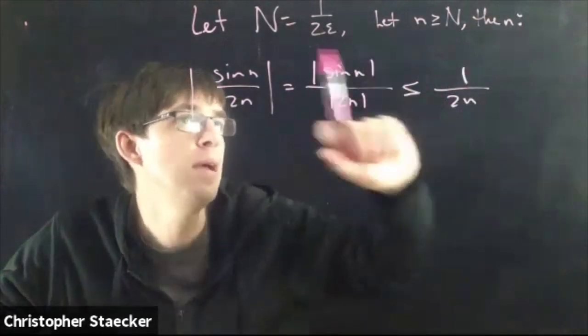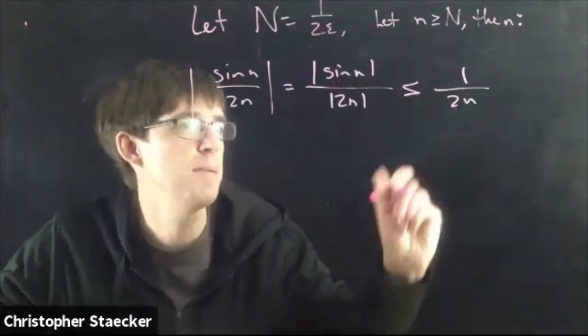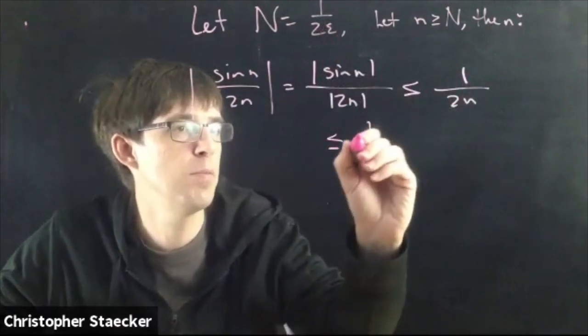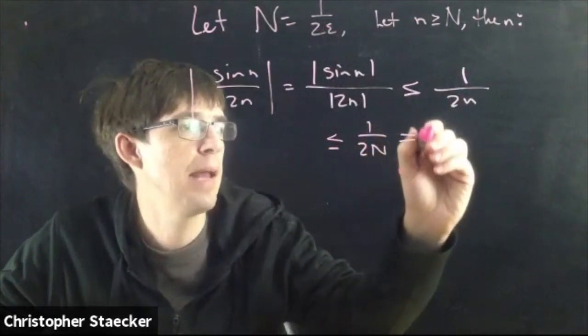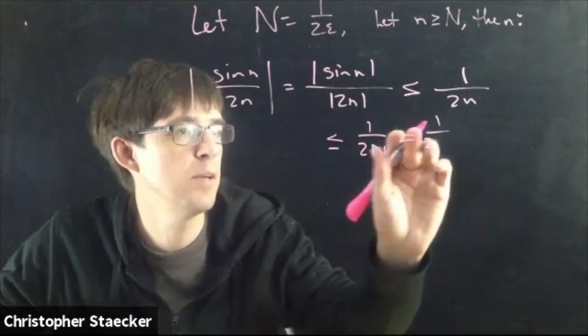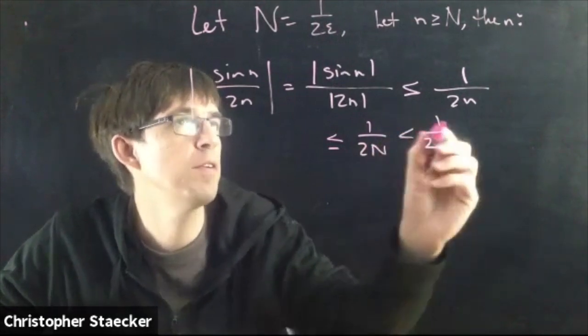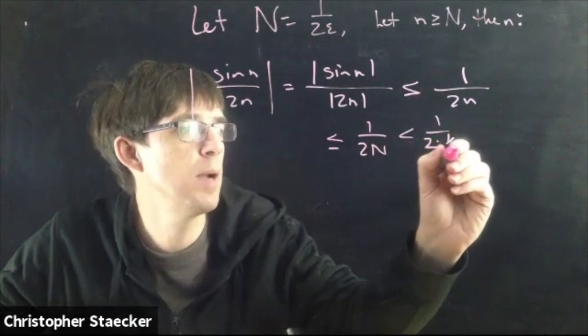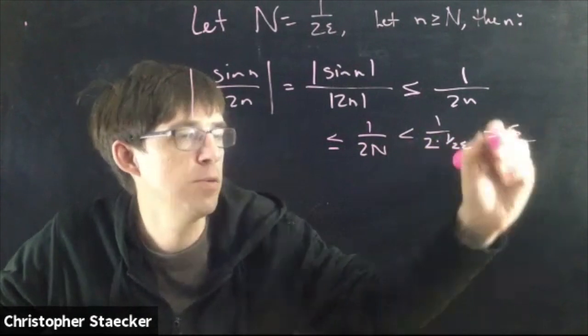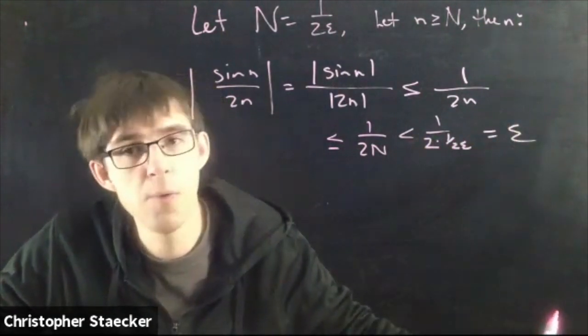And then this 1 over 2n is basically the same as epsilon. So here I'll say less than or equal to 1 over 2 big N, and then that is less than 1 over 2 times 1 over 2 epsilon, and that equals epsilon. So that's how we do that.